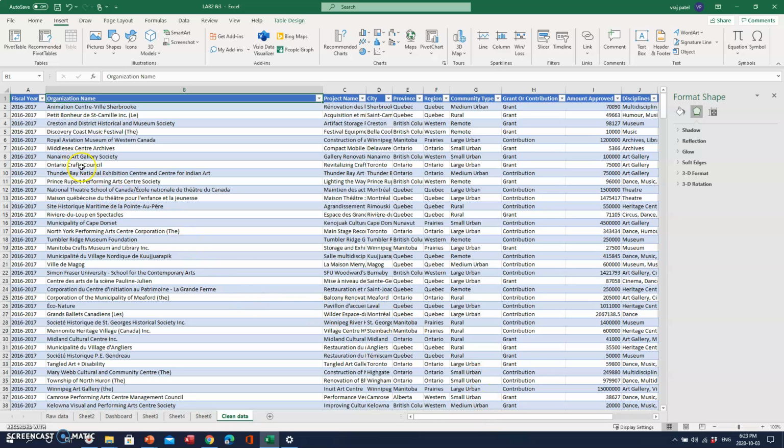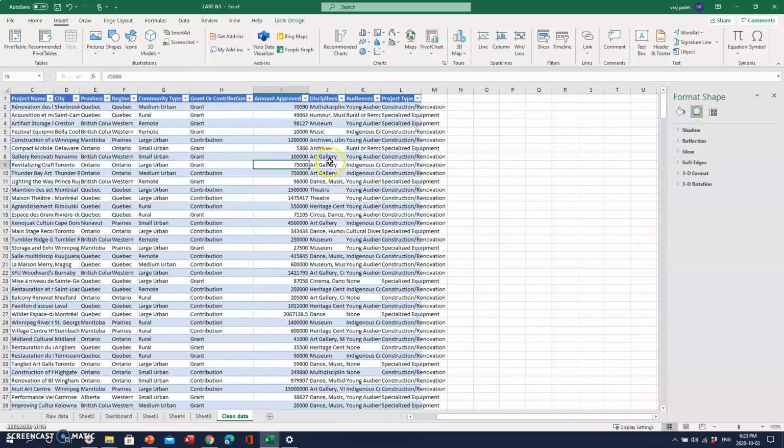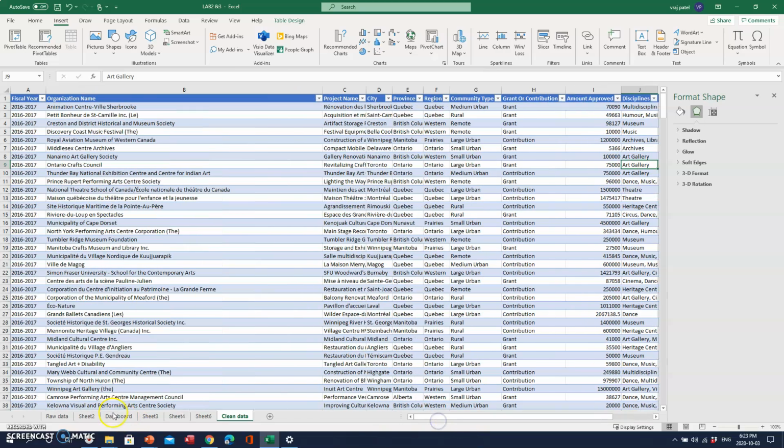So we'll first focus on the organization. Let's say Ontario Craftsman Council. It's in Ontario and it's in Toronto. This is the amount of grant they got, like $75,000. Just beside that, you can see art and gallery, which is the discipline, like a category. So this is all the data I have got from there.